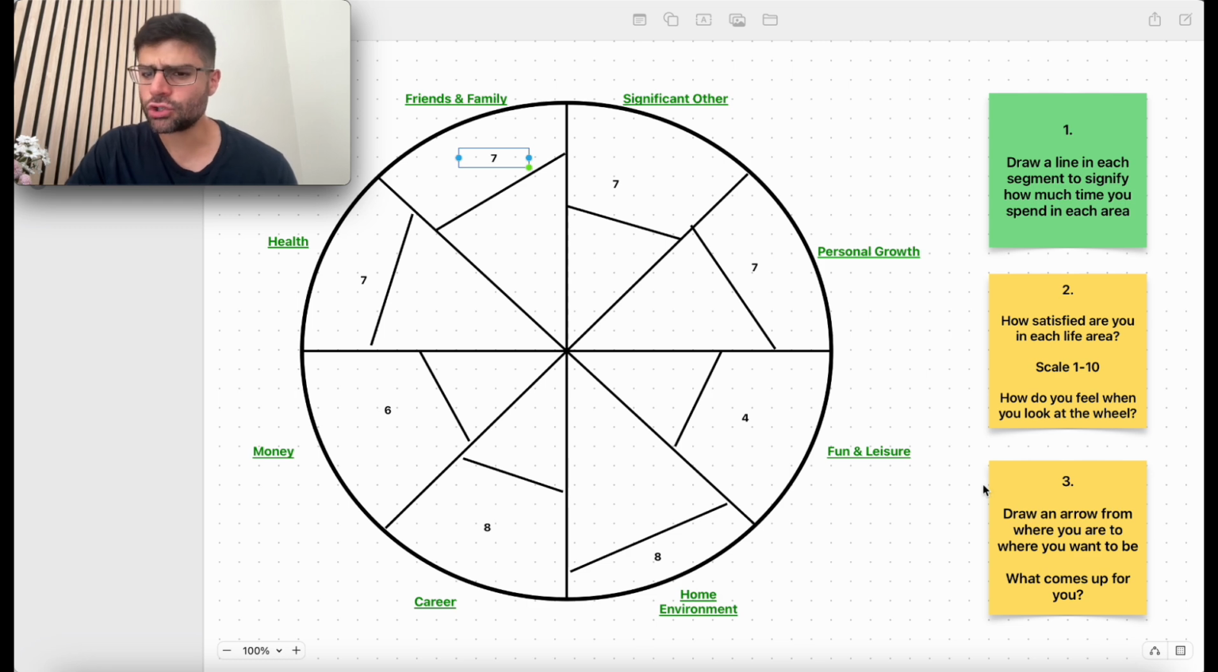So the next step is to draw an arrow from where you are to where you want to be. So what I'm going to do is draw an arrow in terms of how much of my time I want to spend in each area. The black line represents the time I currently spend. I'm going to draw an arrow to point to where in the slice I want to spend my time. And I'll explain what I mean in a minute. And I'm also going to do a new score in terms of how satisfied I want to be in that area. So let's get into it.